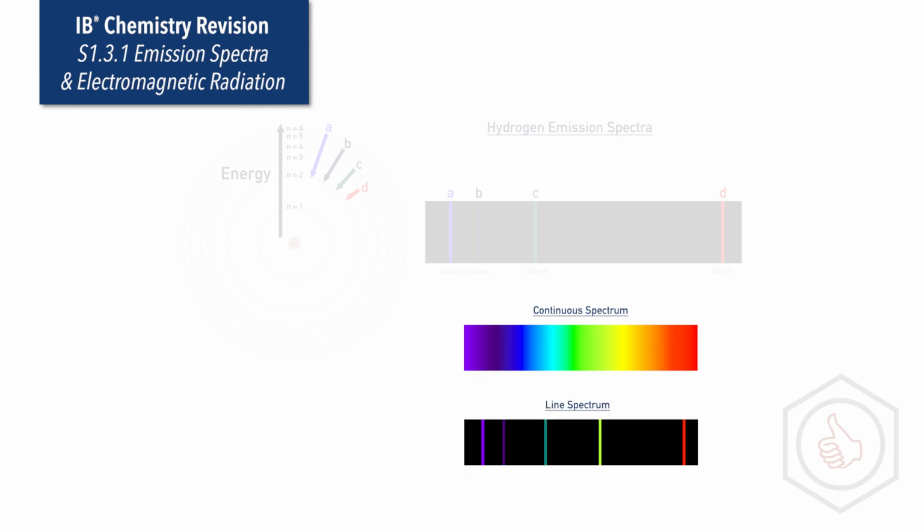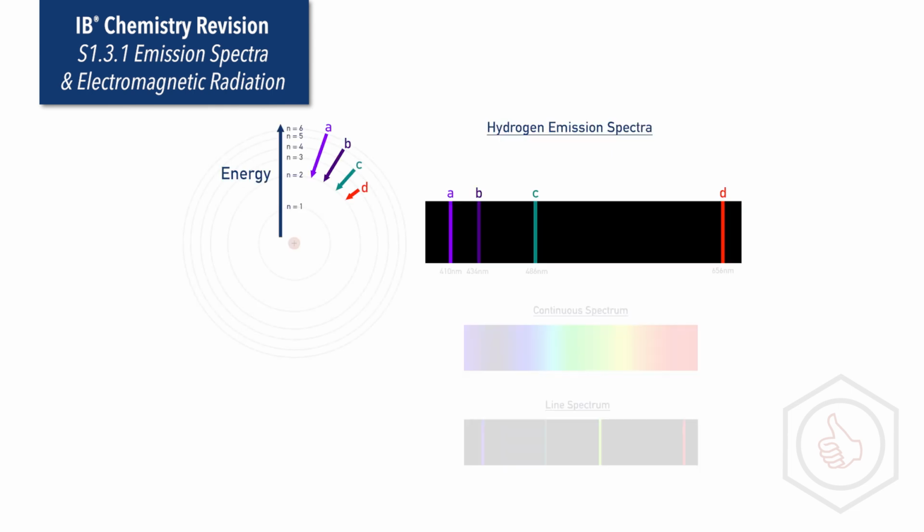A line spectrum, however, shows only specific wavelengths of light. Each line corresponds to a specific wavelength, and in the case of emission spectra, each line corresponds to an electron falling from one particular energy level to another. Line spectra are like fingerprints. They are unique to each element.